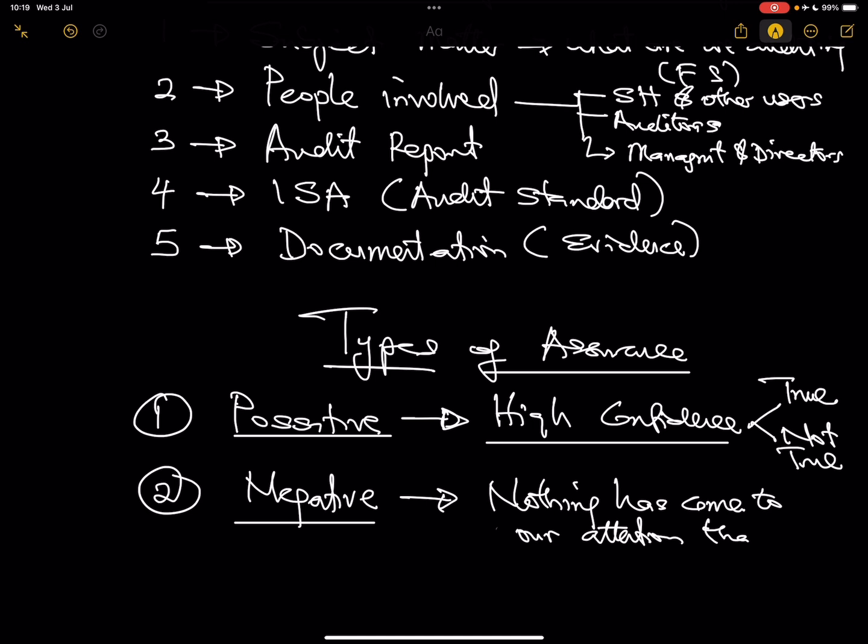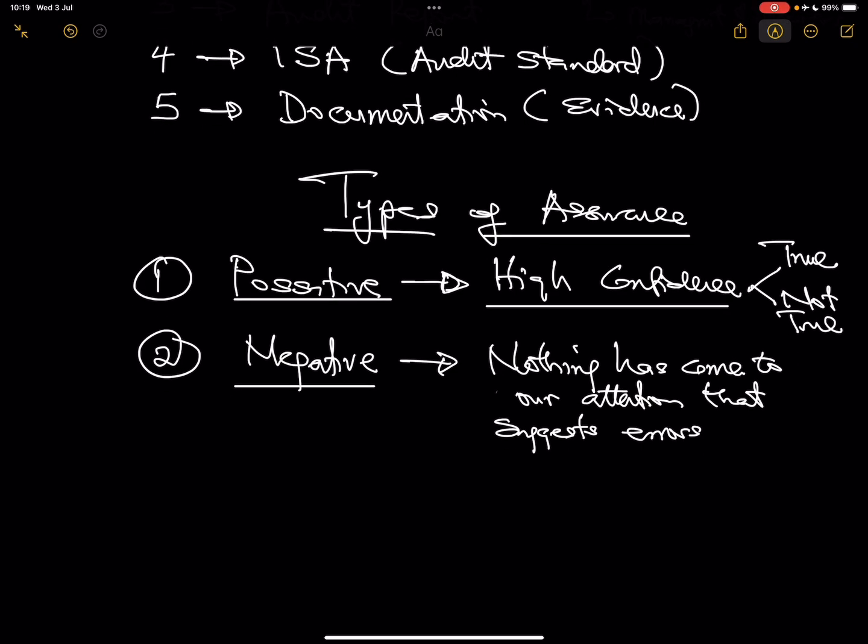That suggests error. That's what you are saying in negative assurance. If you want to provide negative assurance, you don't need to do all the work. You just need to do little work, and during your little work, if nothing has come to your attention, nobody can hold you for it.